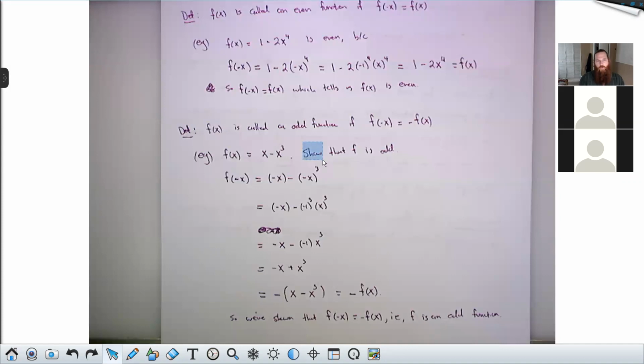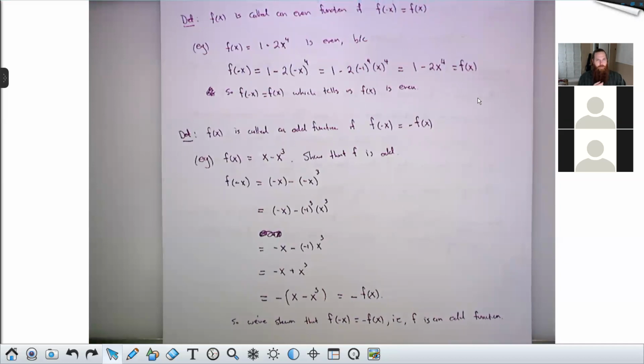But if I ask you to show, or check, or verify, or prove that a function is even or odd, you gotta do this. You have to show me that the definition of even or the definition of odd is satisfied. This is the definition of odd. This is the definition of even. So please commit those to memory and be aware that if on an exam or on a quiz I ask you to show that a function is even or odd, this is the procedure you must go through. Questions on any of what we've done here? The definitions or the examples?